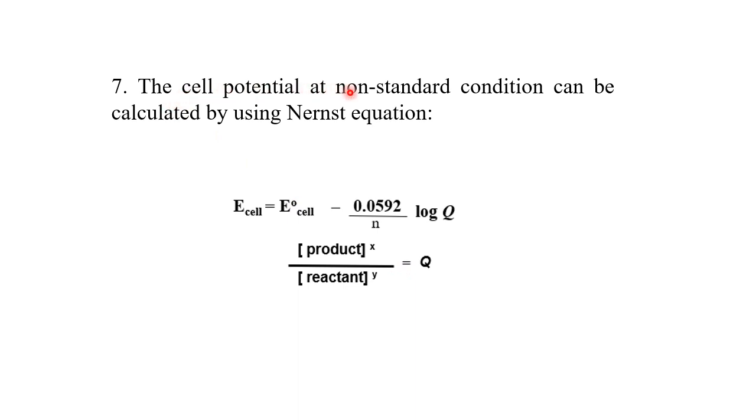If the cell potential is at non-standard condition, meaning not 1 molar, 1 atm or 25 degrees Celsius, it can be calculated by using the Nernst equation. So this is the Nernst equation: Ecell equals E°cell minus 0.0592 over n log Q. n refers to the number of electrons based on the overall equation. Q is the concentration of products to the power of x over the concentration of reactants to the power of y. x and y refer to the coefficients of the overall equation. And E°cell, we apply the formula that we discussed just now: E°cell equals E°cathode minus E°anode.